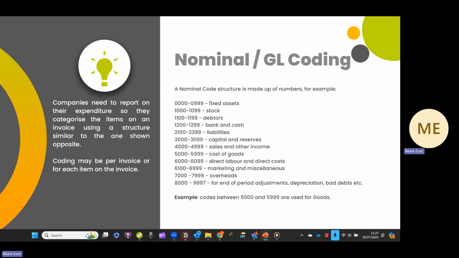Now, please don't take this structure as being correct for every customer, because when they create something called their chart of accounts, they can determine what number ranges apply to what categories. So this is just purely an example. But as I say, in this particular situation, the range 5,000 to 5,999 is used for goods.